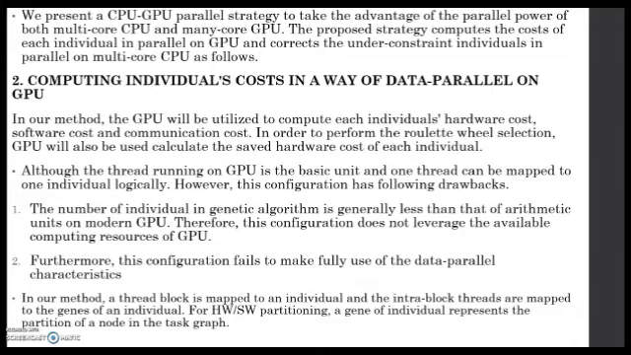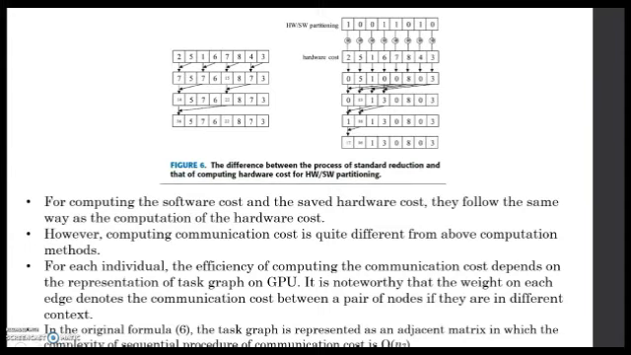So in our method, a thread block is mapped to an individual and the intra-block threads are mapped to the genes of an individual. For hardware software partitioning, a gene of an individual represents a partition of a node in a task graph. Figure 6 shows you the difference between the process of standard reduction and that of computing hardware costs for hardware software partitioning. Computing the software cost and the saved hardware cost follows the same way as computation of the hardware cost. Whereas computing the communication cost is quite different from the above computation methods.